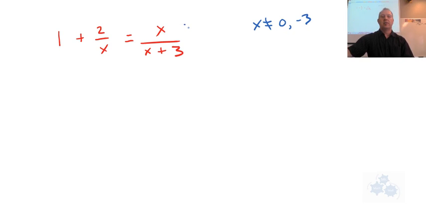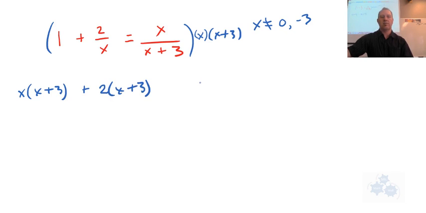It would be a good idea to get rid of our denominators, right? So let's multiply every single term by x and by x plus 3. That's going to give us x times x plus 3 over here. The x is going to get divided out in the second term, so it's going to be 2 times x plus 3. Everyone see that? This x will divide out with this x. And then when we multiply over here, the x plus 3 will divide out with the x plus 3, so that's going to equal x squared.